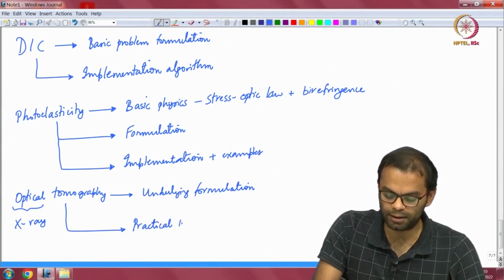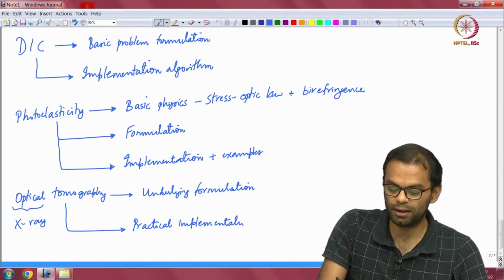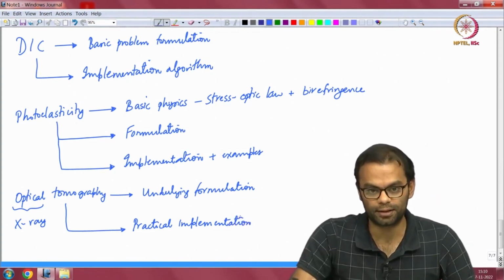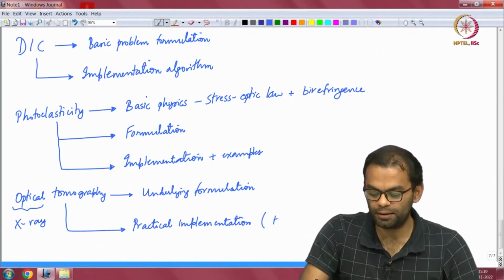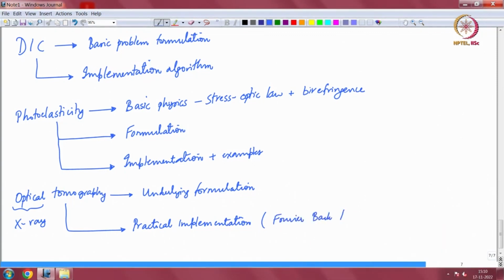We will spend a little bit of time on that, and then I will show you a practical implementation. So, how do you write, for instance, a scheme for doing reconstruction? The most common method is called Fourier back projection, and I will discuss this method, so that at the end of it you can pick up some open source X-ray data set, and you can mess with it and try to do your own reconstruction.